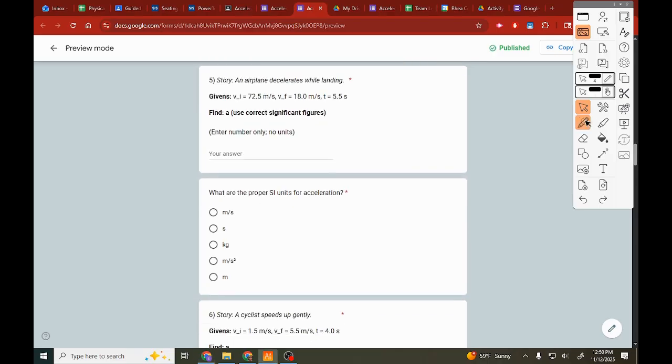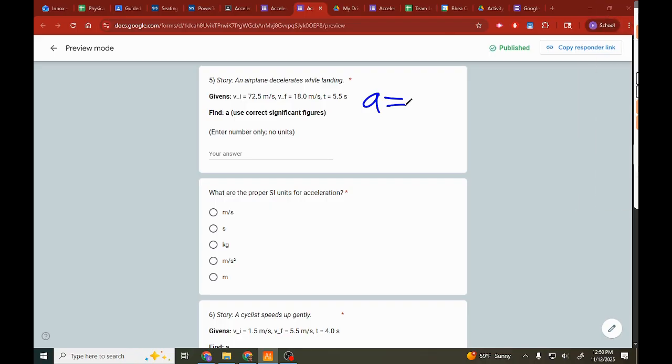Number 5, third of the way there. An airplane decelerates while landing. That's good. We're looking for acceleration again. Don't have to do any algebra for this one. We just got to plug in our numbers to the right spots. So final velocity always goes first. Then we subtract our initial velocity. That's how we find the difference or the change in velocity. And then to get acceleration, we divide that change of velocity by time.